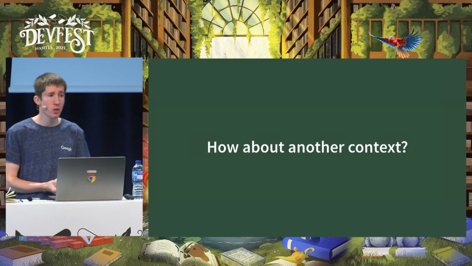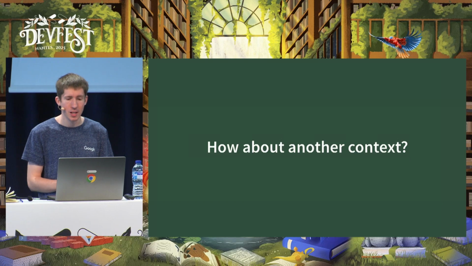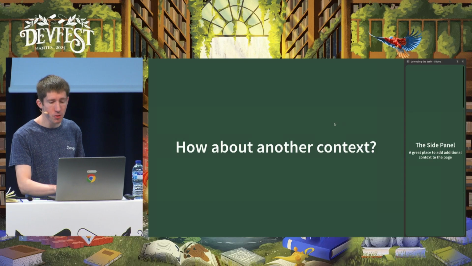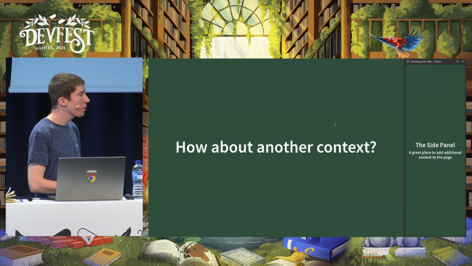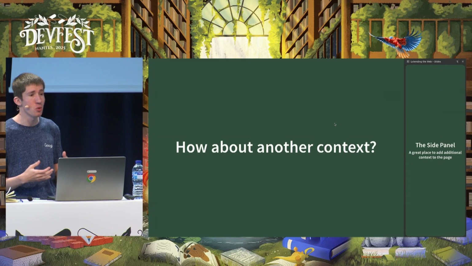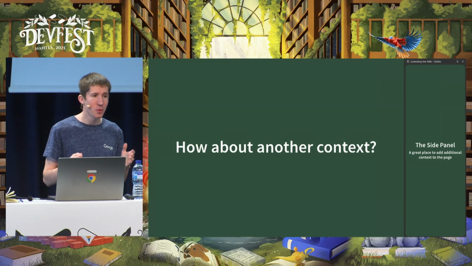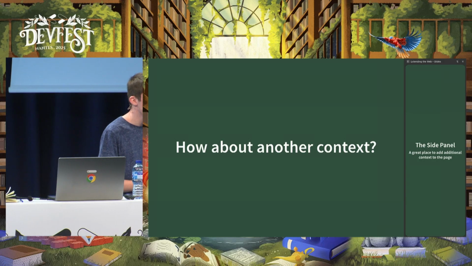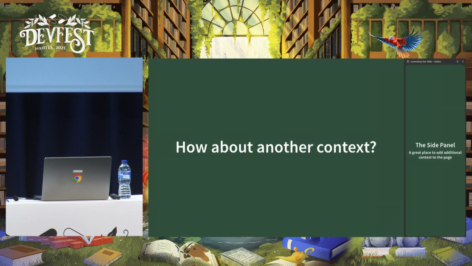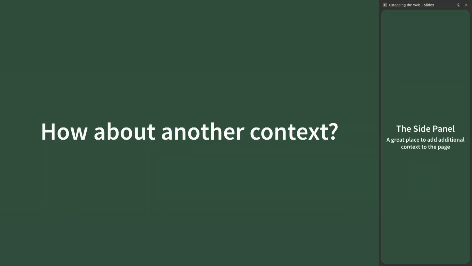But how about another context? What else can we do in extensions? Well, one other context is the side panel. And the side panel is a great place to add additional context to the page. We've just talked about how content scripts work, but one of the problems with content scripts is that you're injecting directly into the page that's made by the web developer. And sometimes that's what you want. It can be very useful.